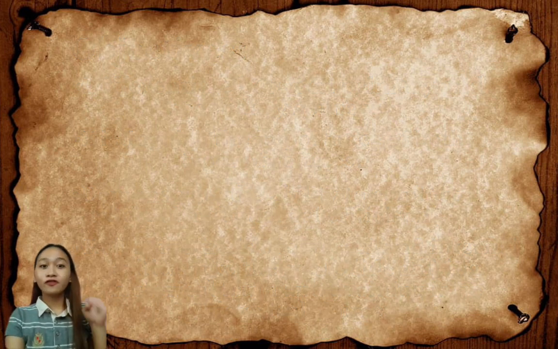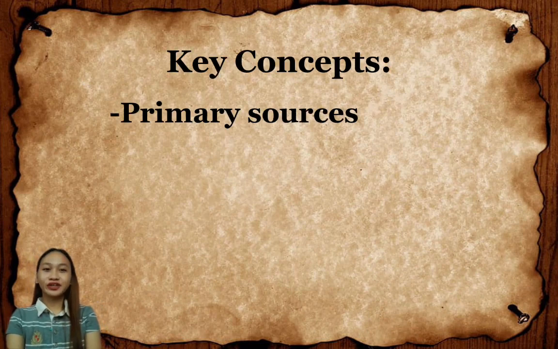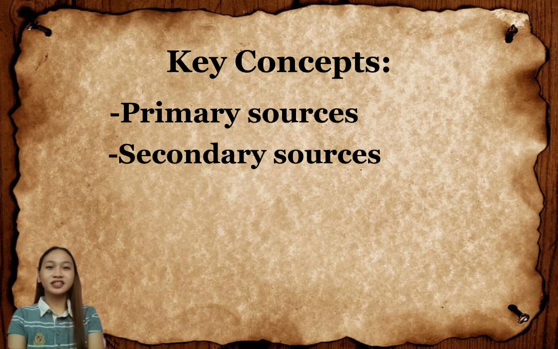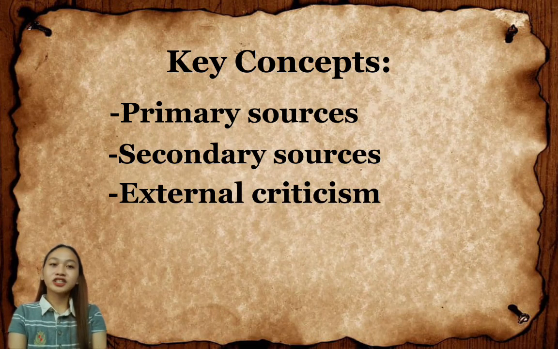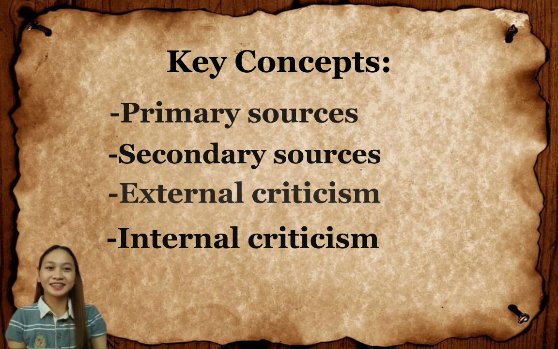There are 4 main concepts, starting with primary sources, which are historical documents that were made or produced at the same time that history was being studied. The second is secondary sources, which are historical writings created using primary sources. The third is external criticism, which is directed at primary sources in order to determine their authenticity. Lastly, internal criticism is criticism that examines a primary source's content.